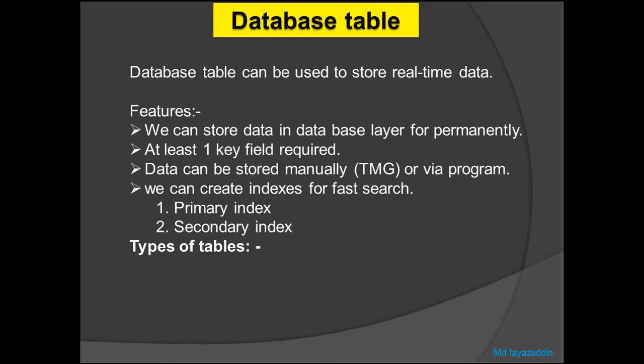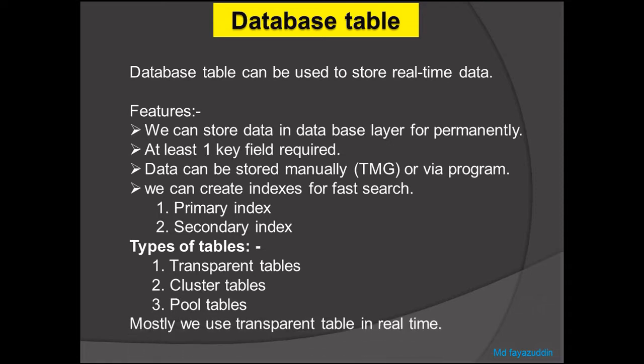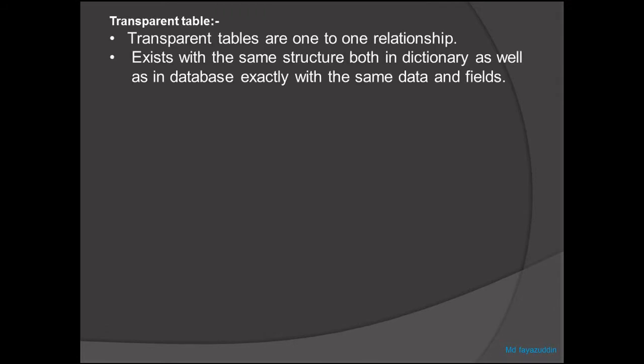We can create indexes for fast search. There are two types of indexes, primary index and secondary index. Types of table: transparent table, cluster table, pool tables. Mostly we use transparent tables in real time. Let's discuss transparent table.